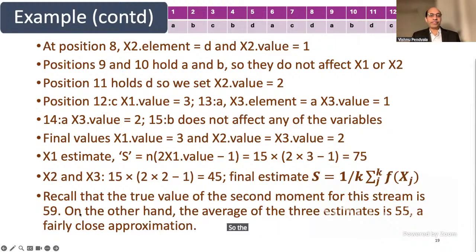So the true value was 59, and the average of the three estimates is 55. So it is pretty close. The estimate is not too bad, right? This is the power of randomized algorithms in streaming. You get statistical truth from partial views, right? Sketches. I talked about sketches in the other video. Even though we tracked just 3 samples, the result closely matches the true moment, which is 59 in this example.